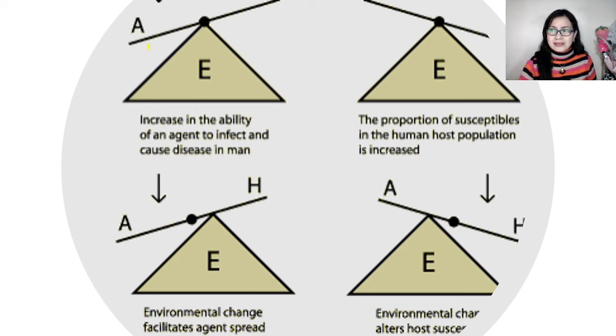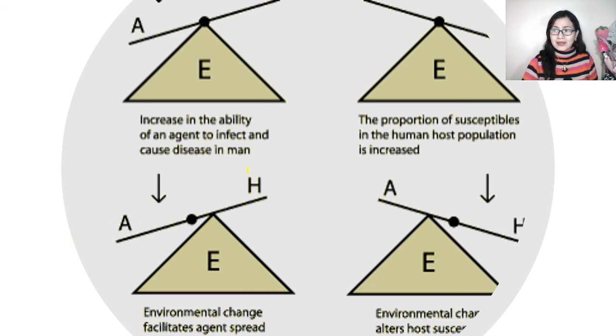So here there's an increase in this illustration. You can see that there is an increase in the ability of the agent to infect and cause the disease in man. Okay, so on this side, you can see the host. How about this one? You can see that the beam is not balanced. Again, the proportion of susceptibles in the human population is increased.